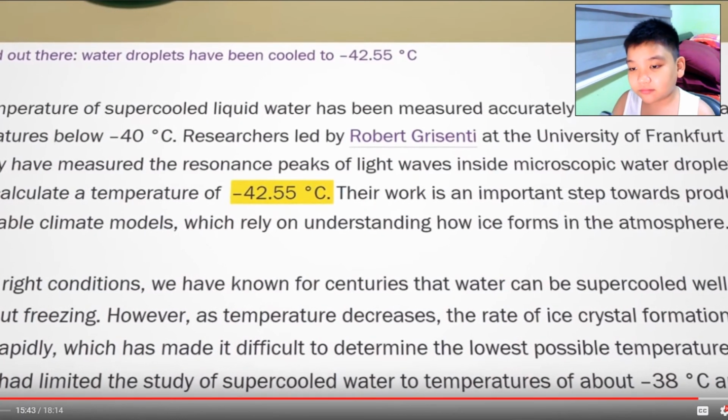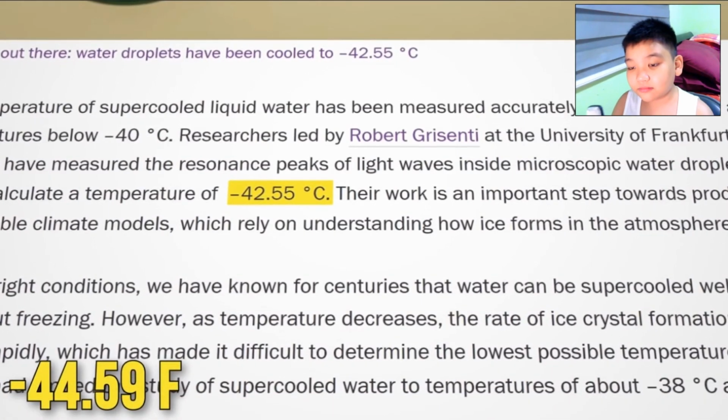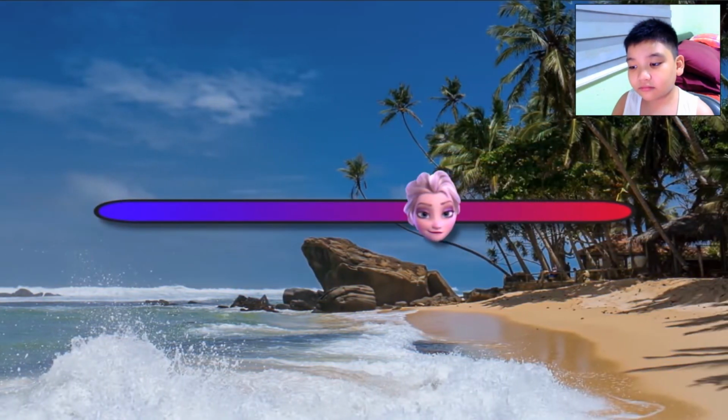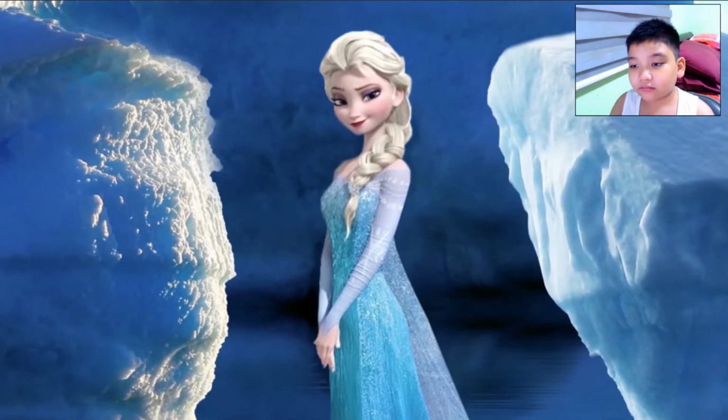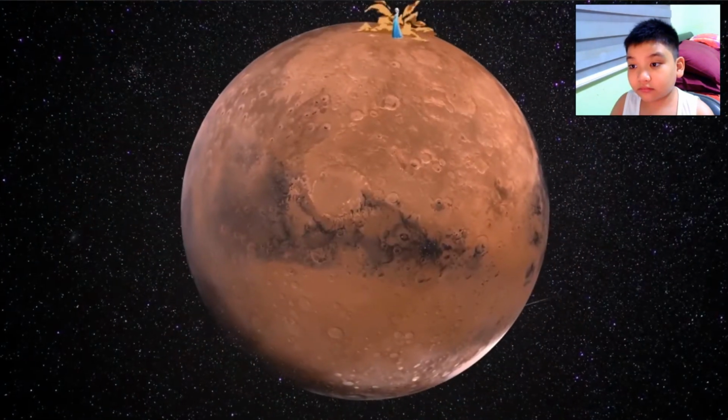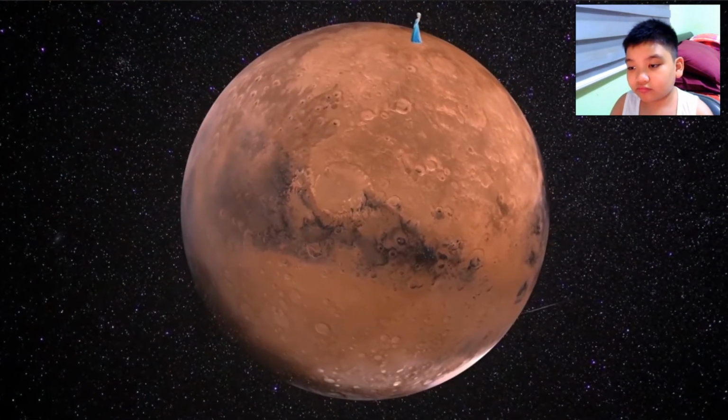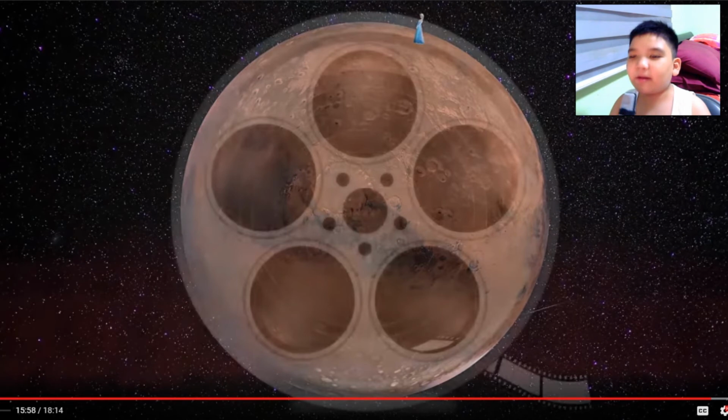That's 42.55 degrees Celsius, or negative 44 degrees Fahrenheit, meaning that Elsa has the potential to achieve a massive range of temperatures that would allow her to not only survive the harshest conditions on Earth, but even survive in some places on freezing planets like Mars. And all of this actually makes sense in the context. She can survive on Mars.